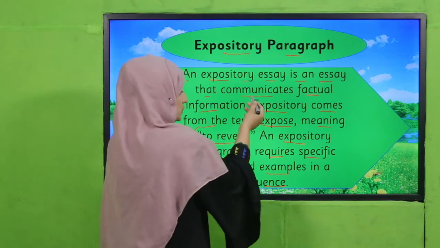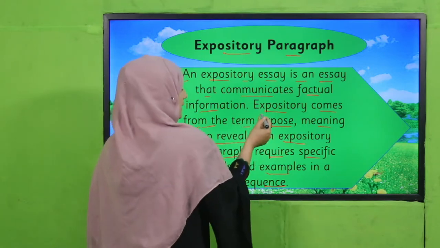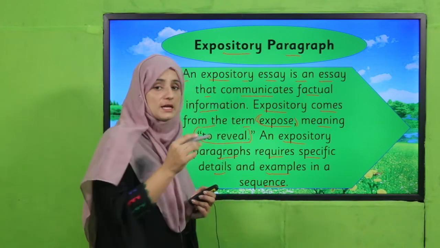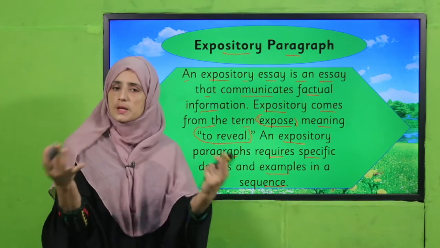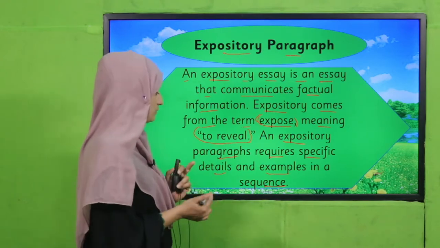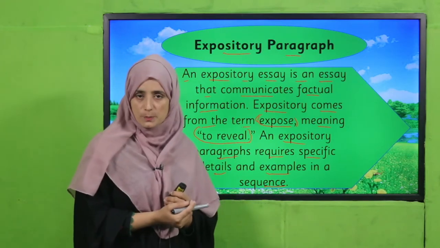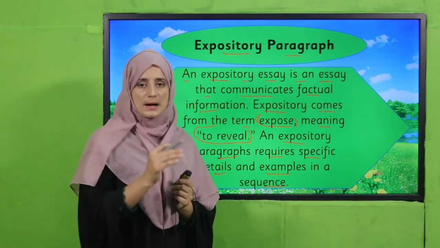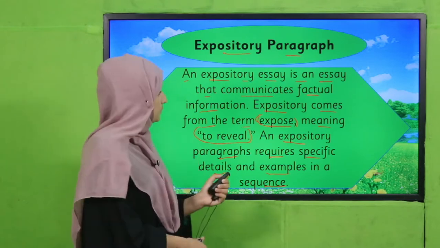And where does expository come from? It comes from the word expose. Expose means to reveal, to show something, to display something in front of people. So this is called expose, to reveal something. And an expository paragraph is always written in sequence. It shows a procedure or a process.